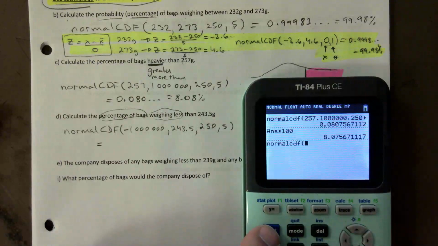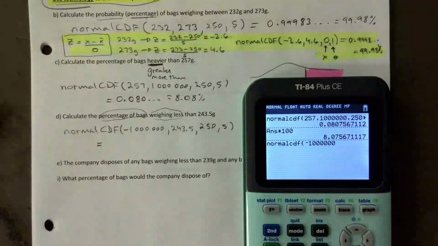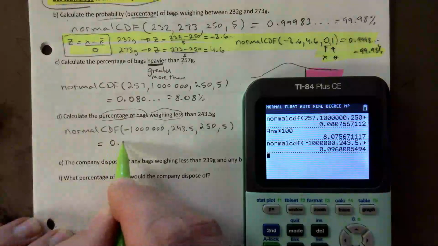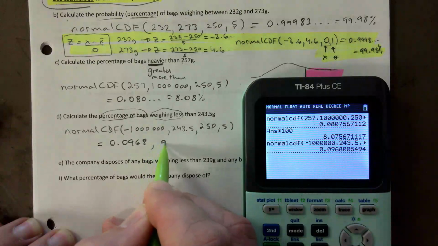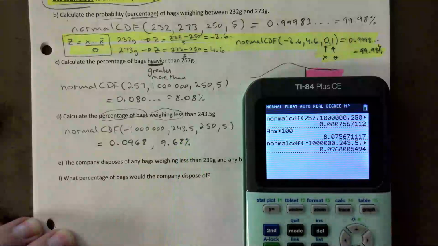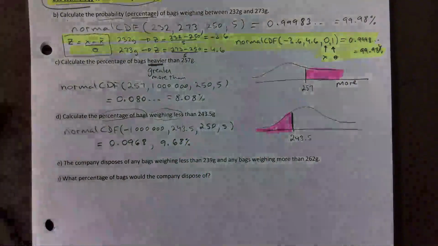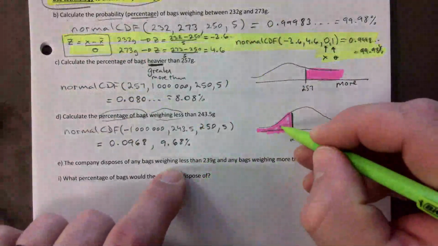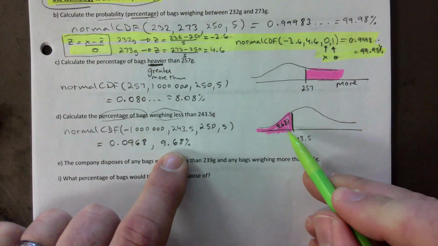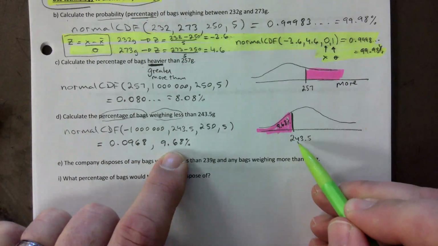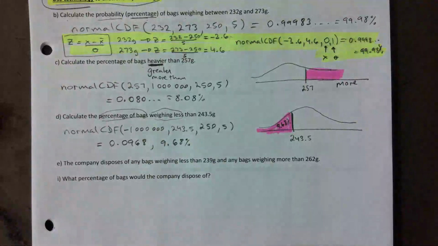So you type in this. I'm just going to go and get it again. So negative 1,000,000, 243.5, 255. Make sure your commas are there. That's 0.0968. That's actually rounded to 4 decimals right there, or 9.68% if you want it as a percentage. So this, the area or the probability under the curve of a bag weighing less than this, there's almost a 10% chance of that happening. Okay?